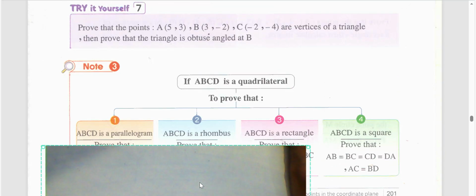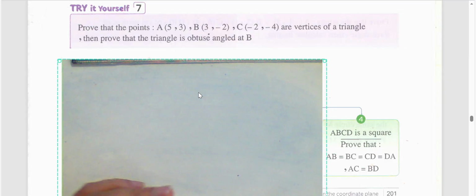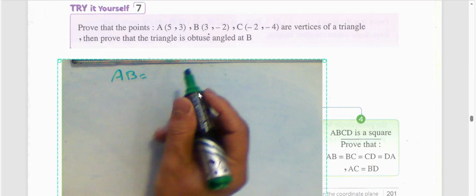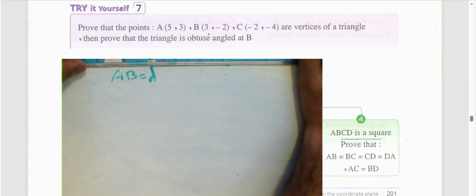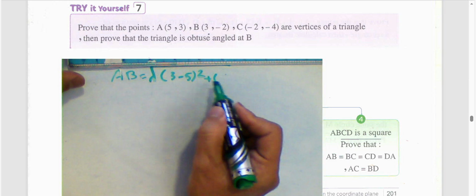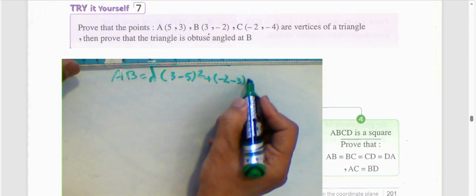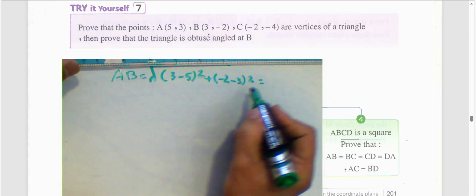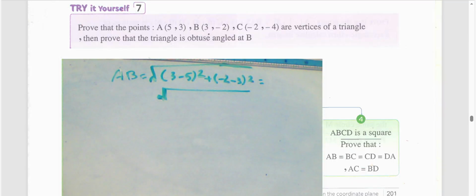Next question, you want to prove that the triangle is obtuse angle at B. Okay, we can find here the 3 dimensions. First one, we can write AB equal to the square root of, we have AB, right, 3 minus 5, all power 2, and negative 2 minus 3, power 2. 3 minus 5 is negative 2, power 2 is 4. Okay.